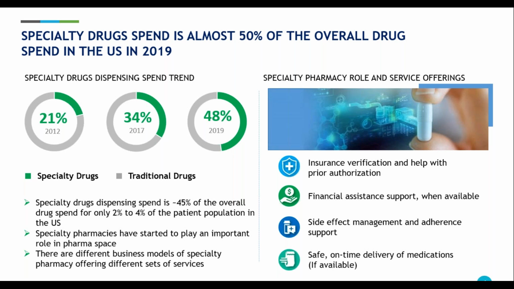Now, the other important thing about the specialty drugs is that just 48% of the overall dispensing revenue that we see in US is only for 2% to 4% of the overall patient population. So that's such a staggering, costly number that we see for every patient on an average, because the remaining 96% of the population at least is all on traditional drugs, and that's contributing to only the remaining 50% of the drug dispensing revenue at the US, right?